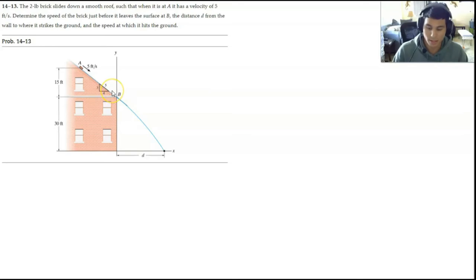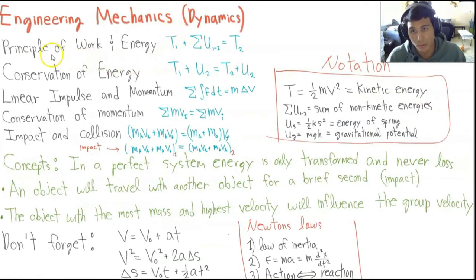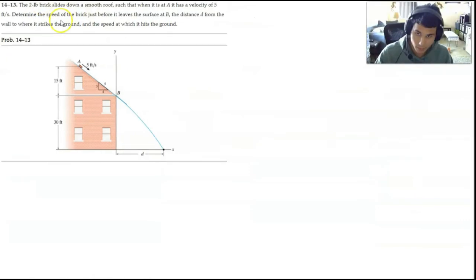So already we see that this will definitely involve some kinematics in here. And if we think about it, what principle are we going to use? Well, I'm going to argue that we will use the conservation of energy principle or the principle of work and energy, right? Let's see.